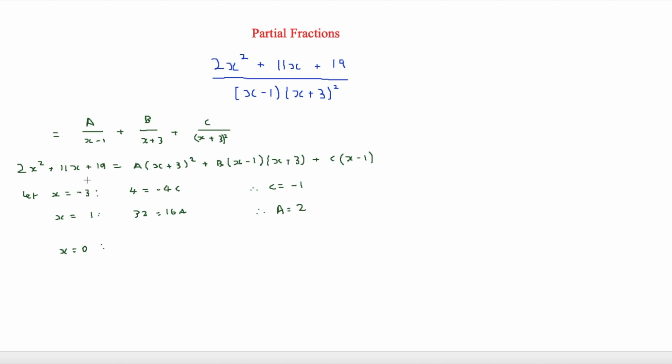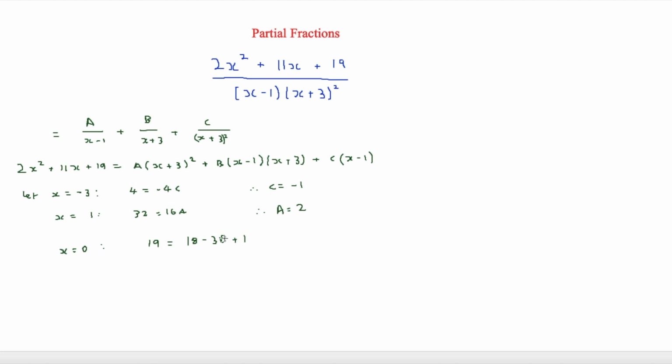So if we put 0 into this, then we're simply going to get 19 is equal to 9, so 3 squared a, so we got 9a, which is equal to 18, because 9 times 2 is equal to 18. Then if you put 0 into here, we get 0 minus 1, so minus 1, and then 3, so we get minus 3b. And then we get minus 1c. c is minus 1, so that means that minus 1 times minus 1 is equal to 1 plus 1.